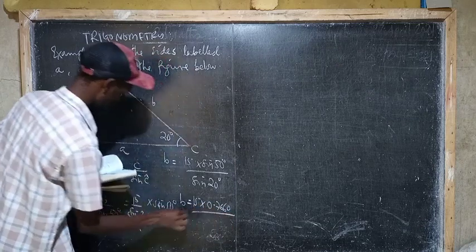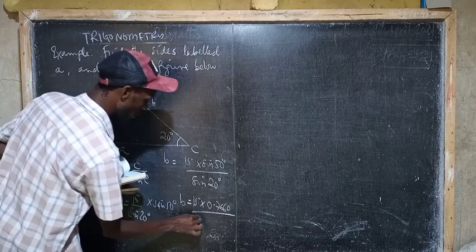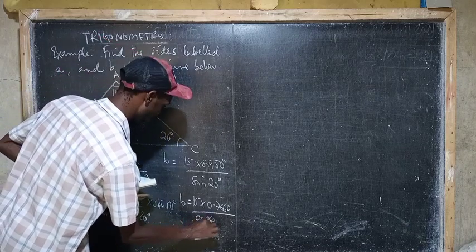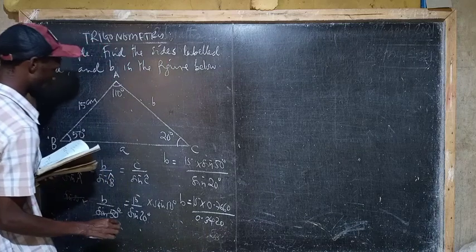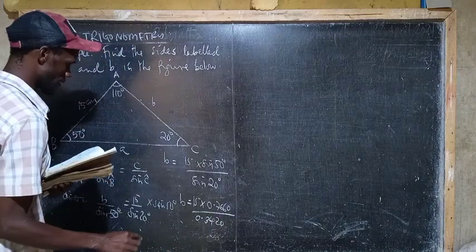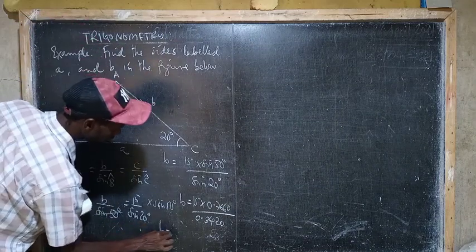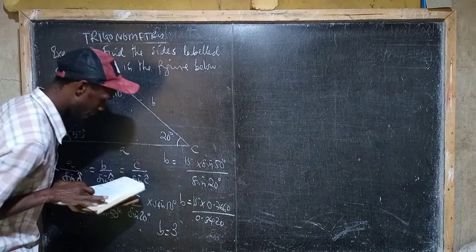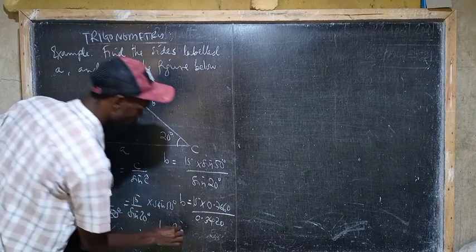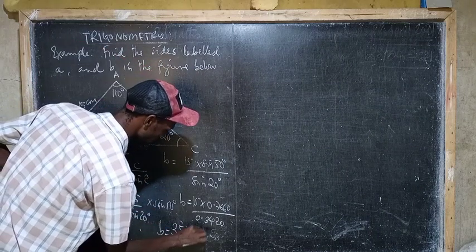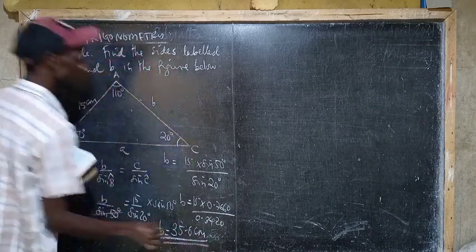0.7660 over sine of 20 ambao ni 0.3420, ambao ukifanya multiplication utapata ni 35.6. Kwa B itakuwa ni 35.6, ukimultiply utapata 35.6 cm. Kwa definitely nimepata.